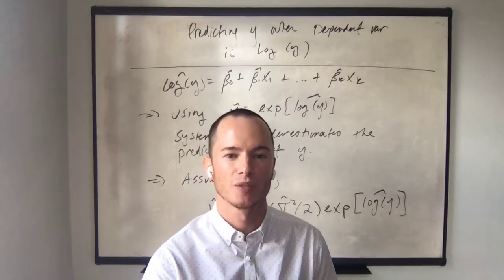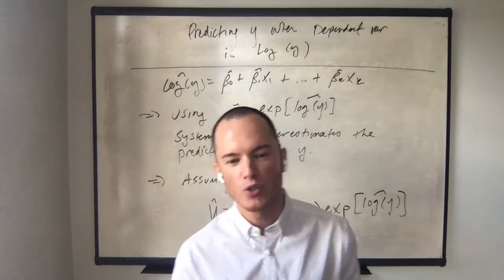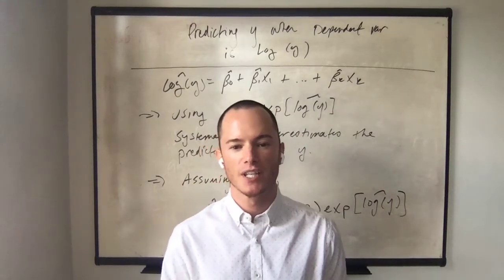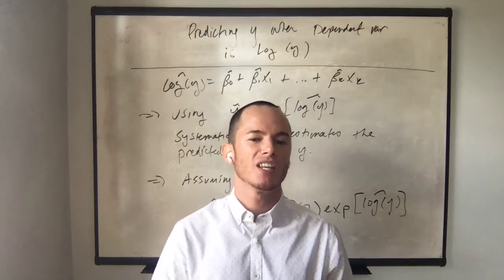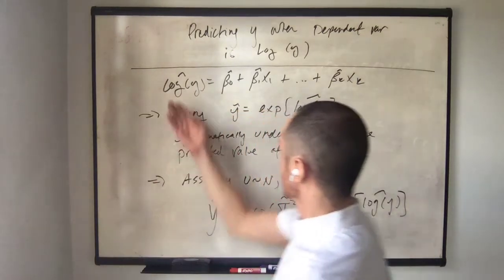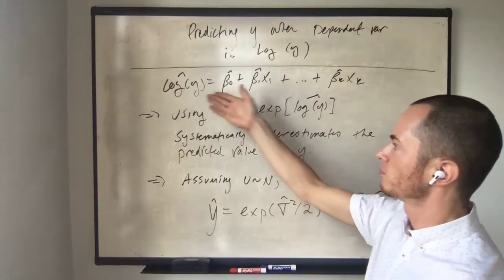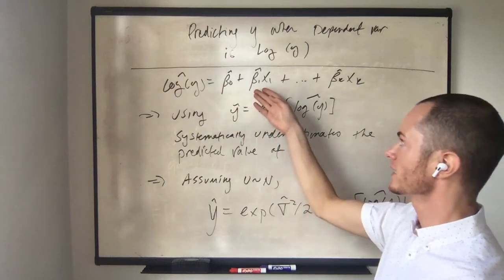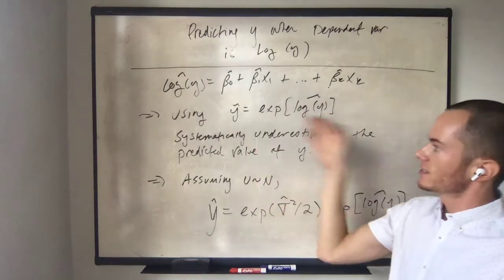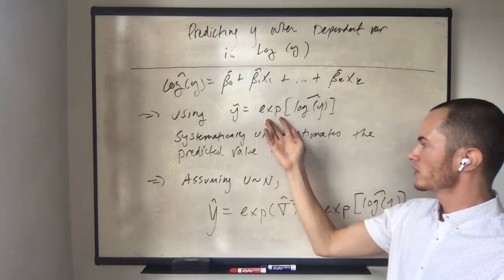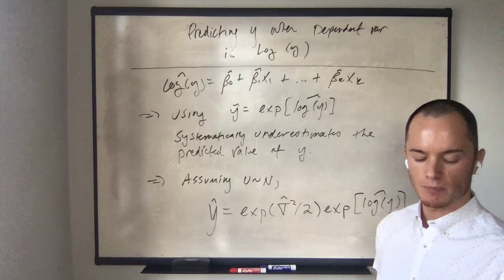In this video, we're going to discuss predicting y when the dependent variable is the log of y. So you have a model which is log transformed in the dependent variable, but you want to get that prediction into units that you can easily understand. Say we have this model: log of y hat, estimated, predicted, is equal to beta naught hat plus beta 1 hat times x1 through beta k hat times xk. Using this expression, y hat equals the exponent of log y hat, systematically will underestimate the predicted value of y.